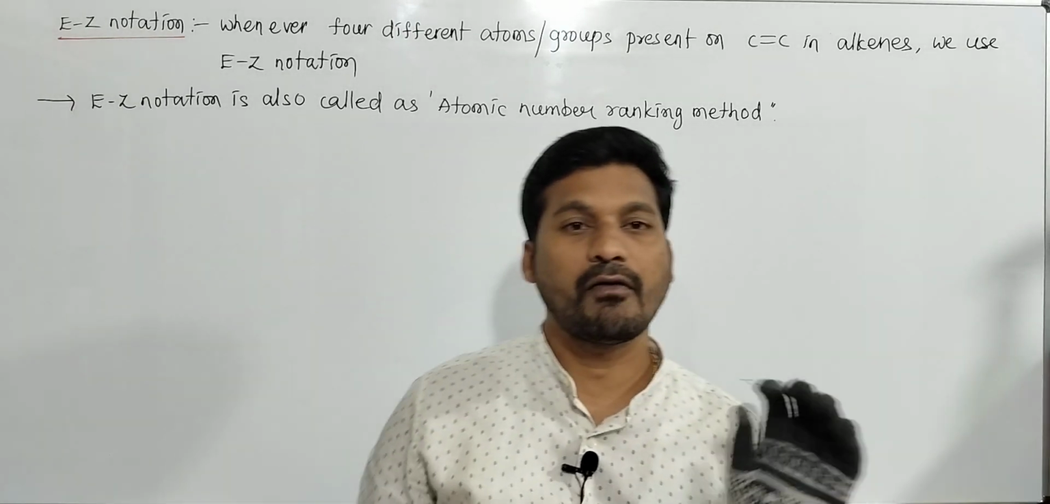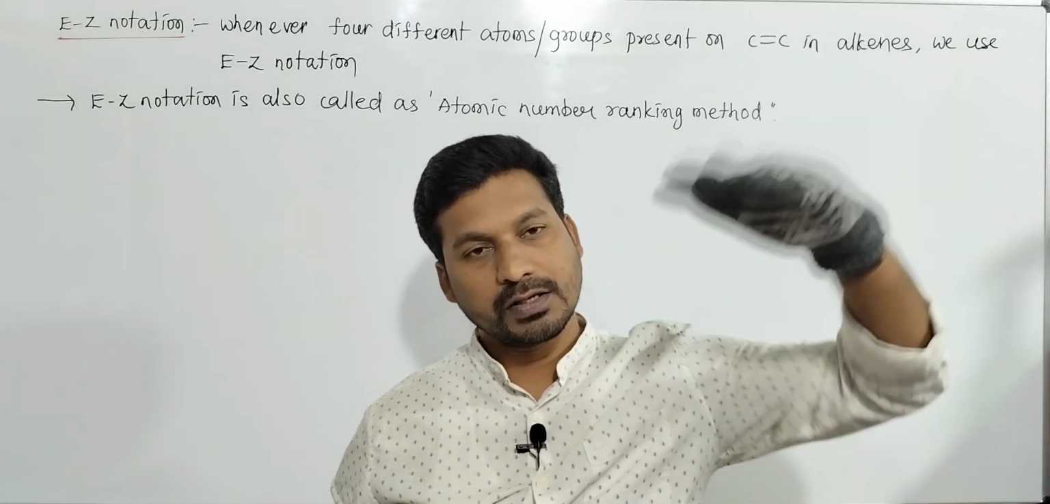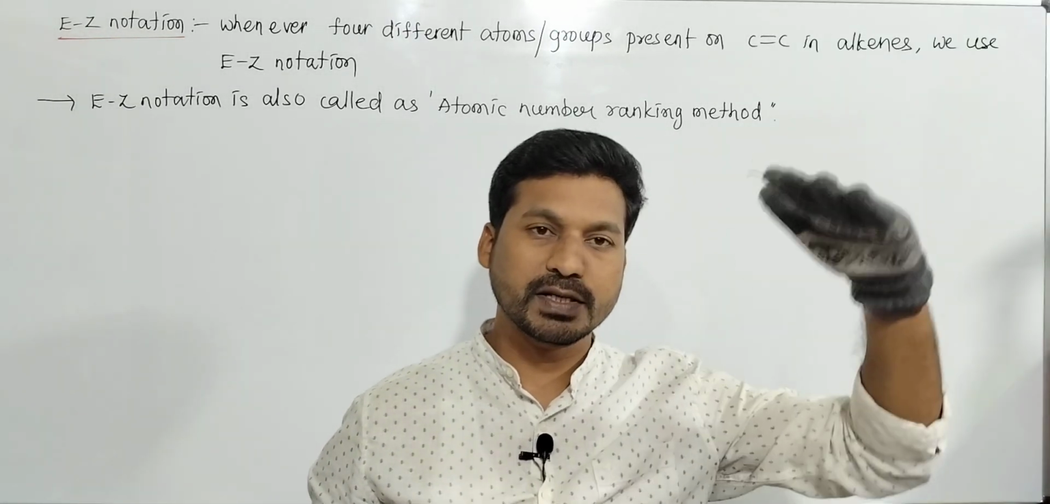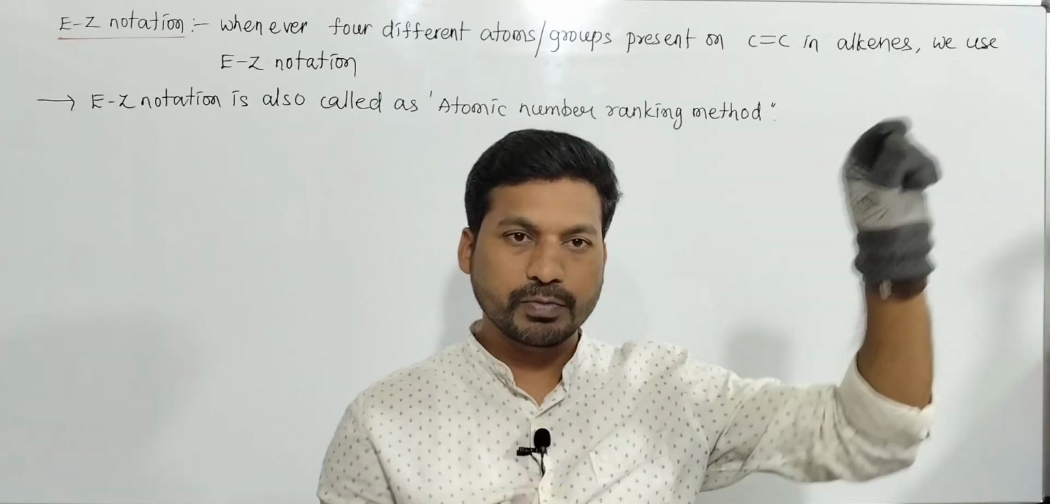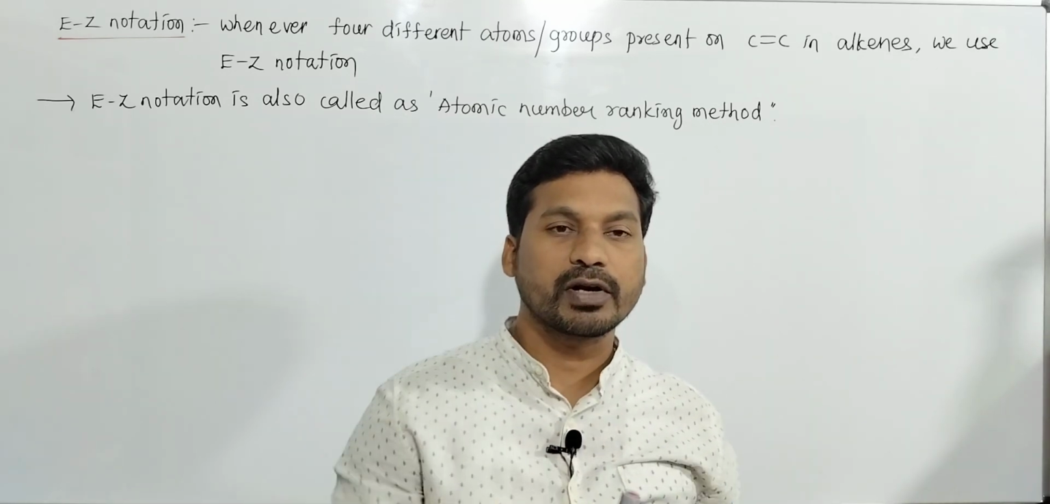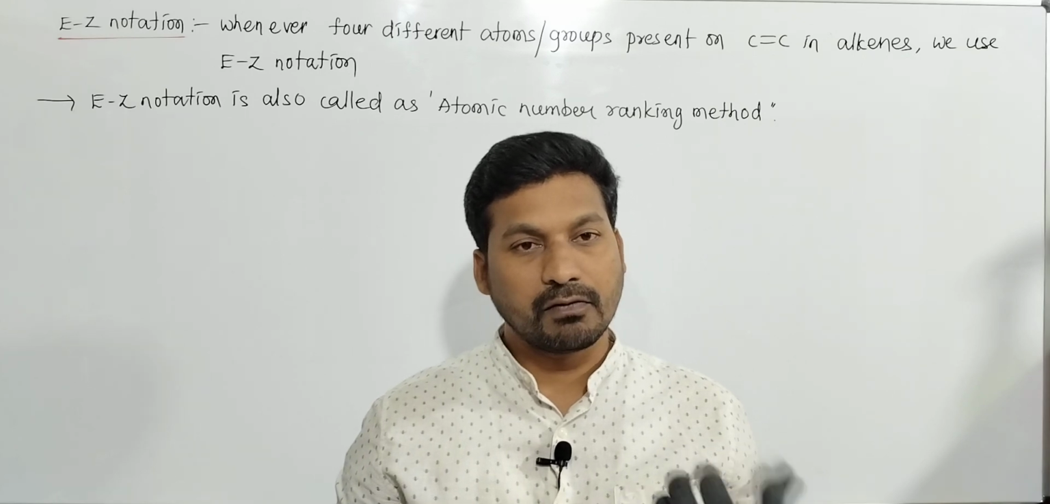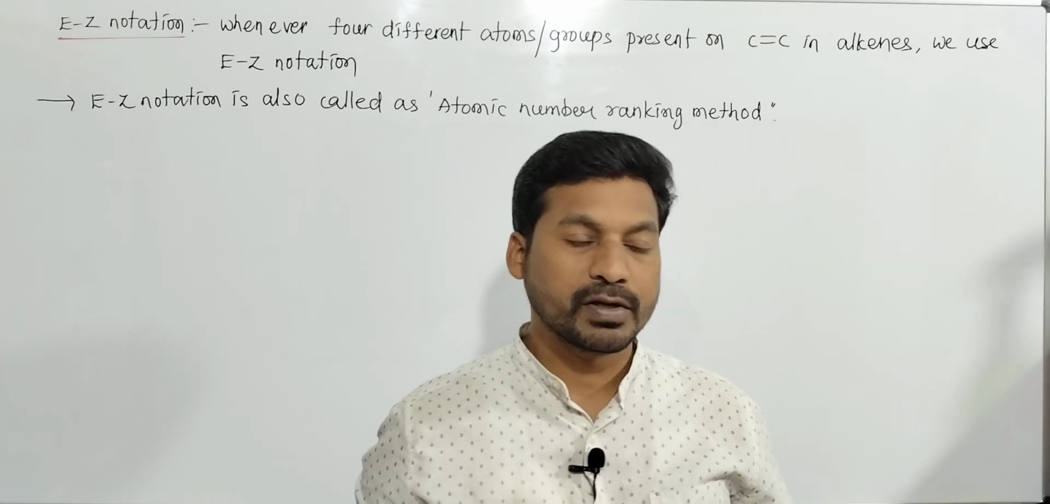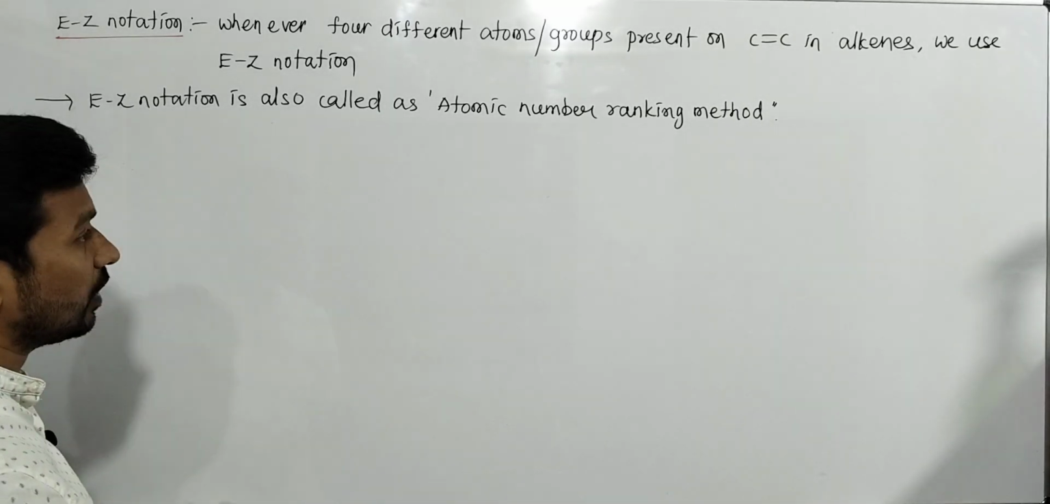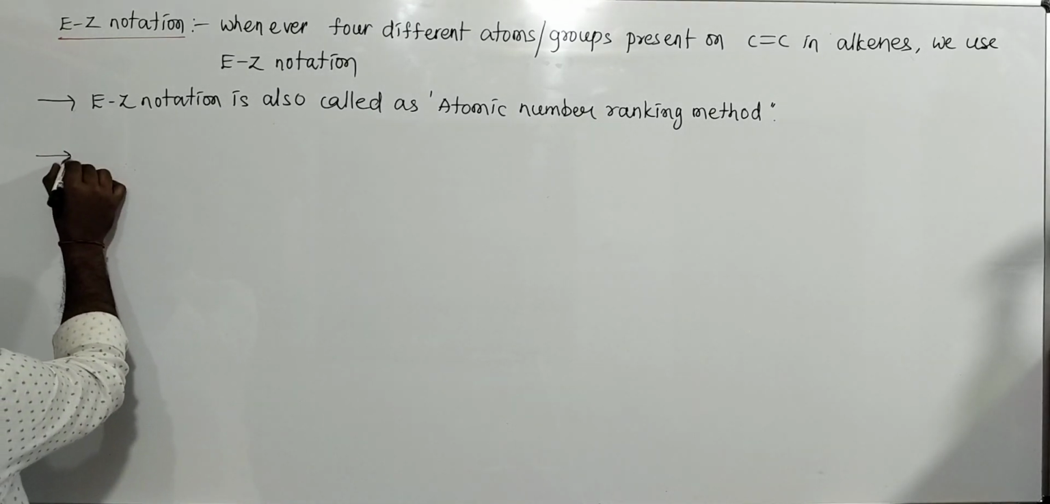What is cis isomer? When similar groups are present on the same side of a carbon-carbon double bond, that is cis. When similar groups are present on opposite sides of a carbon-carbon double bond, that is trans. Then what is E and Z?